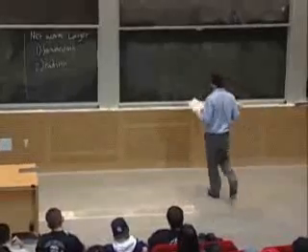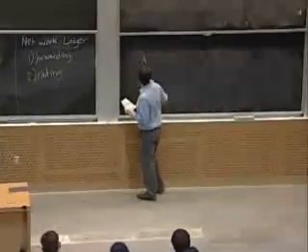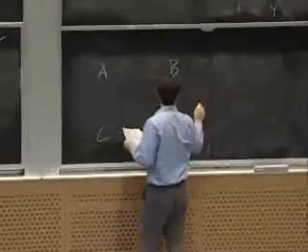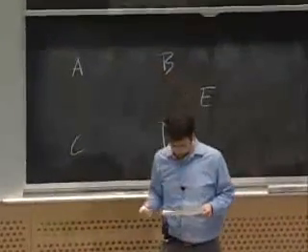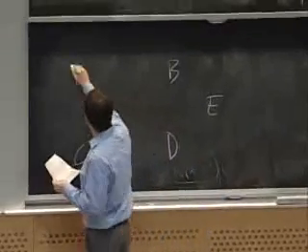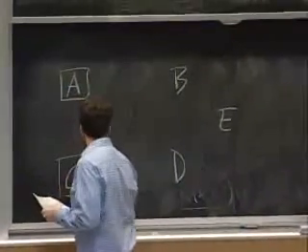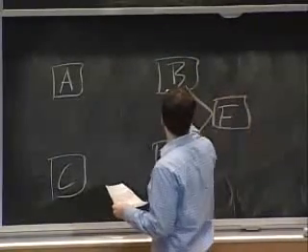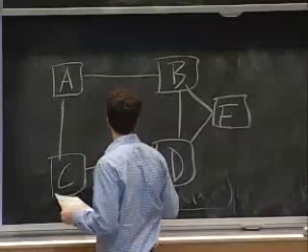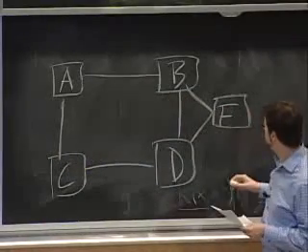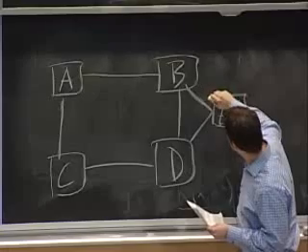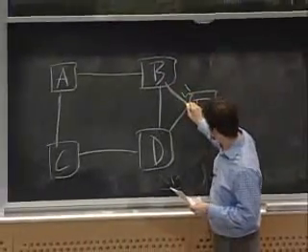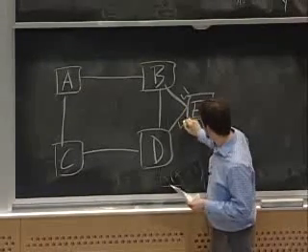So let's look at a really simple example. Suppose we have 5 machines, A, B, C, D, and E, connected as follows. And let's number these links. Let's number this link from E to B. We're going to call it L1. We're going to label this link E to D, L2.